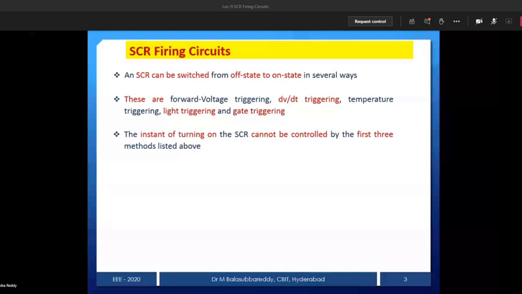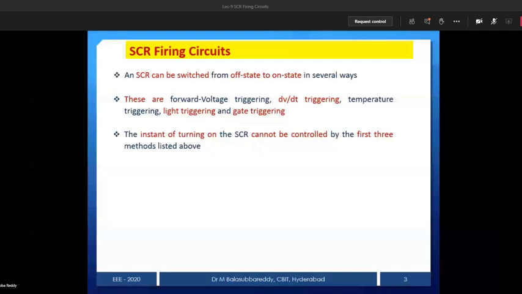SCR cannot be controlled by the first three methods. That means forward voltage triggering, dV/dt triggering, and temperature triggering, because these are all somewhat unwanted triggerings. We don't prefer to use these methods to turn on. Preferably, we will use only gate triggering.